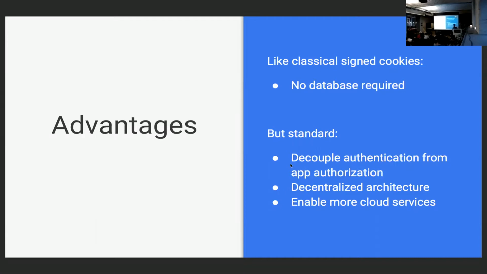Different servers, different services, different companies managing both things. So you're writing the app and you can let someone else build the authentication. You can build a decentralized architecture because you don't need the central database and central login server. And there are more cloud services possible.